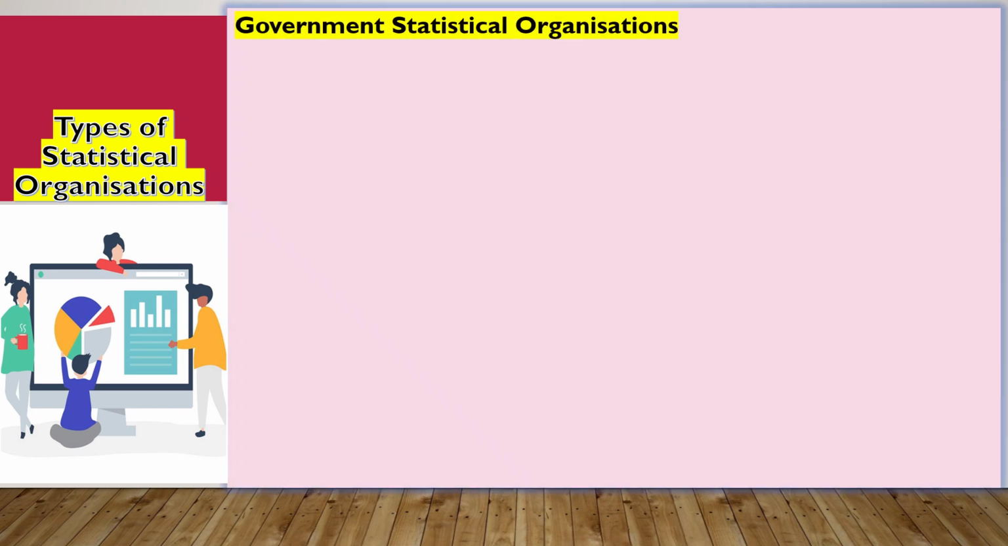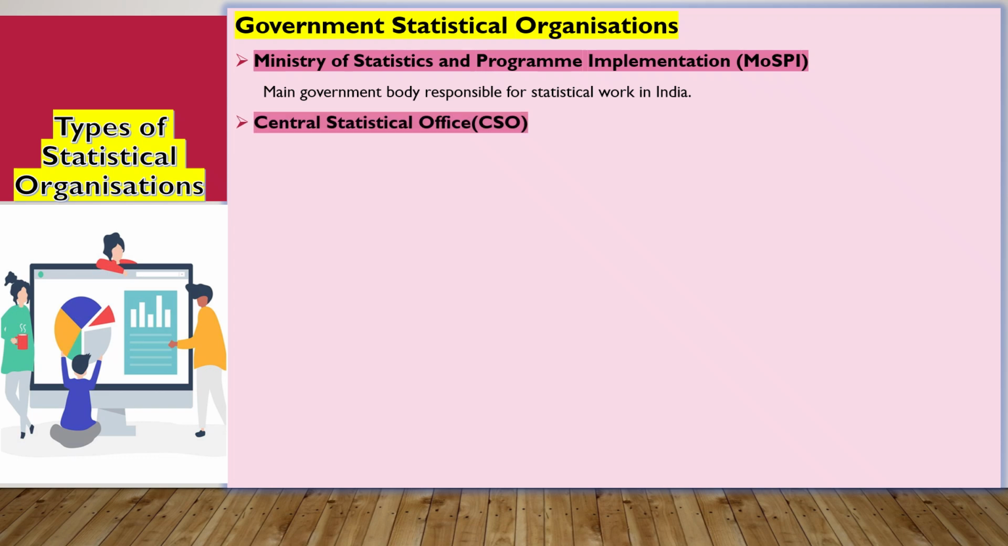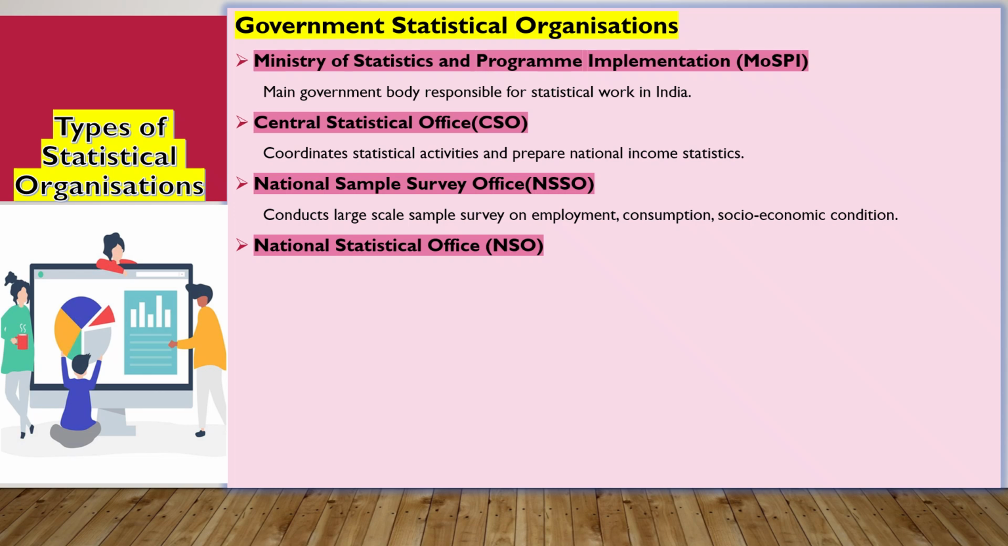Government statistical organizations. First is the Ministry of Statistics and Programme Implementation, which is the main government body responsible for statistical work in India. CSO coordinates statistical activities and prepares national income statistics. NSSO conducts large-scale sample surveys on employment, consumption, and socio-economic conditions.